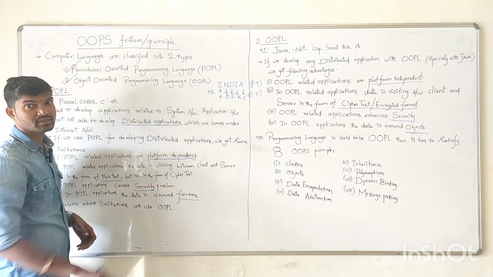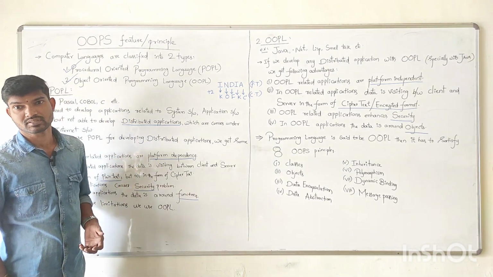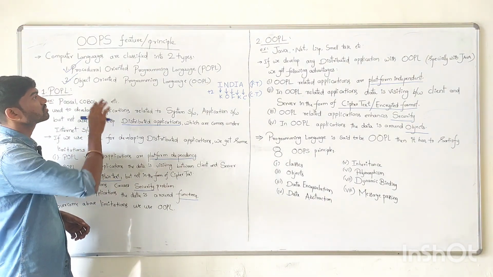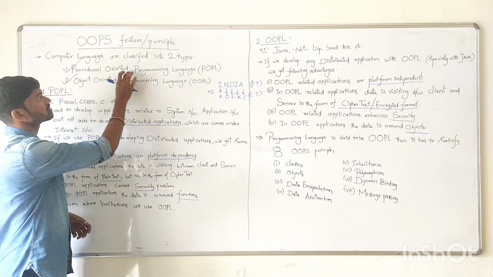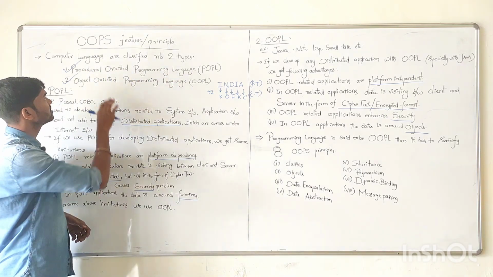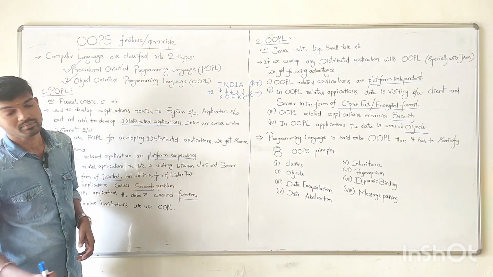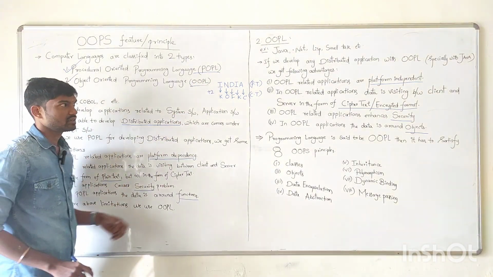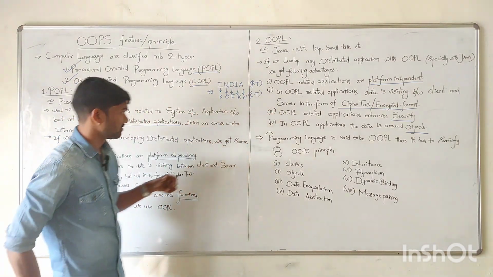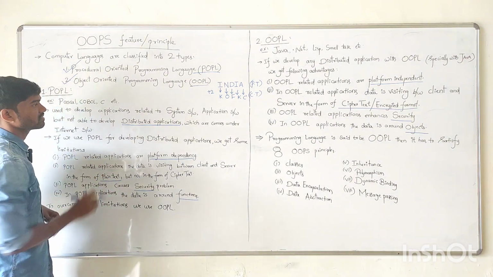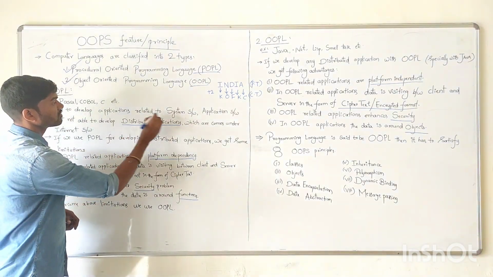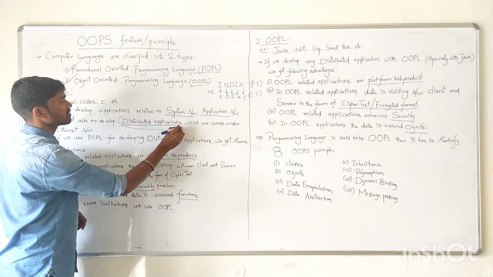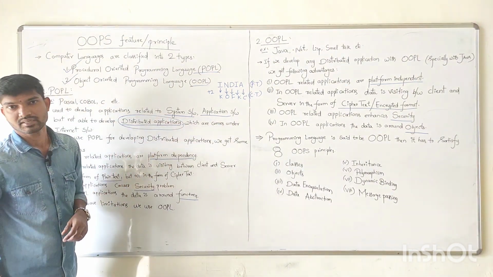If you develop any real-time software project, it has to satisfy two types of programming languages. The first one is procedural-oriented programming language. The second one is object-oriented programming language. Now, what are procedural-oriented and object-oriented programming languages? Procedural-oriented languages can develop system software and application software, but they are not able to develop distributed applications.